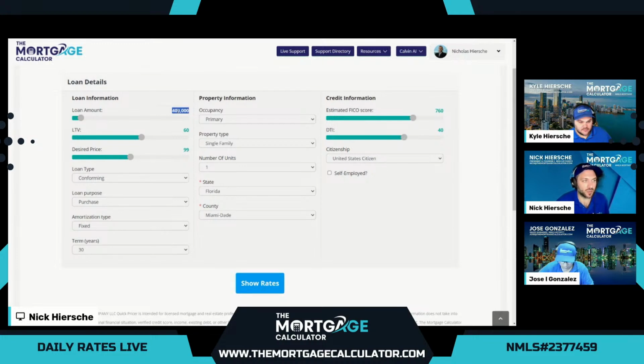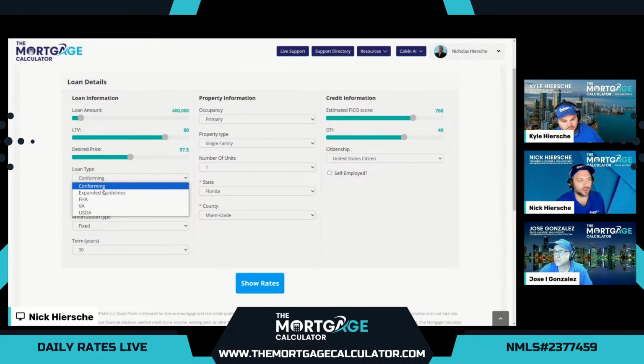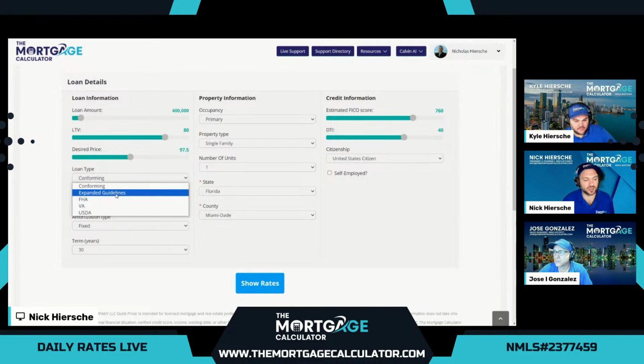So for today's demo, we'll set up a scenario we can compare across the programs. We'll set up $400,000 loan amount. We'll set an LTV of 80% loan, 20% down payment. And we'll set the price to search for the lowest rates we can offer for conforming conventional. And then we'll check out FHA. And then we'll pull up our expanded guidelines, also known as non-QM, where we have over 5,000 additional options, including the topic for today, which is our asset-based programs.